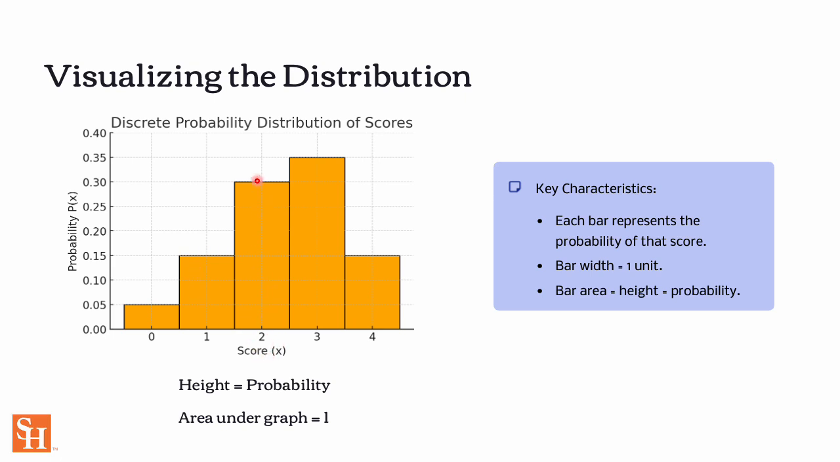Then 30% of the students scored 2, and here you can see the height corresponding to score 2 is 0.30, right? And so on. And in that case the total area would be 1, right? Since this is a probability distribution, the total area would be 1.